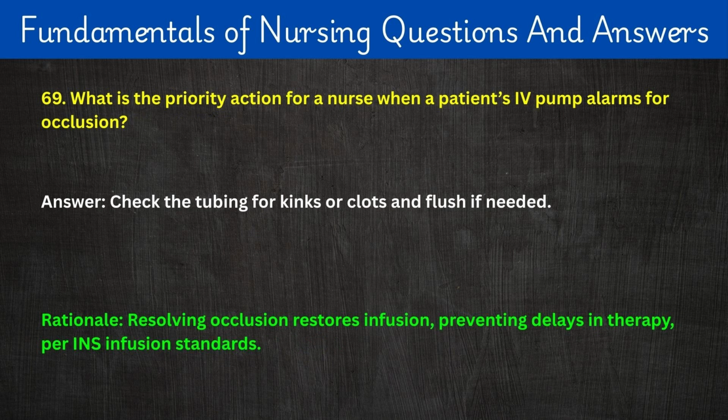69. What is the priority action for a nurse when a patient's IV pump alarms for occlusion? Answer: check the tubing for kinks or clots and flush if needed. Rationale: resolving occlusion restores infusion, preventing delays in therapy, per INS infusion standards.